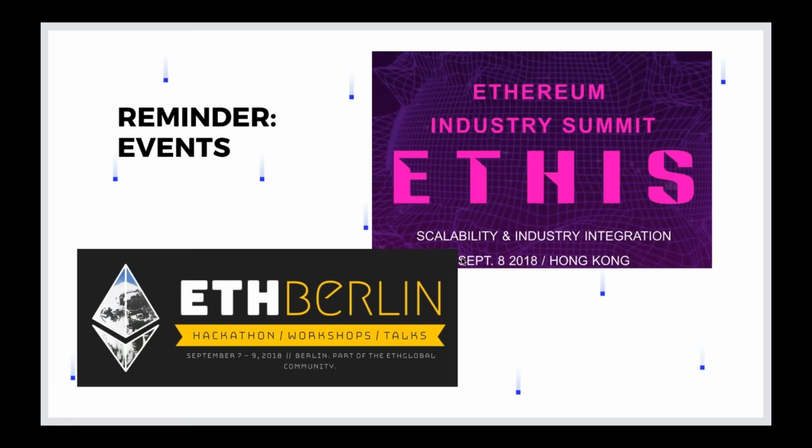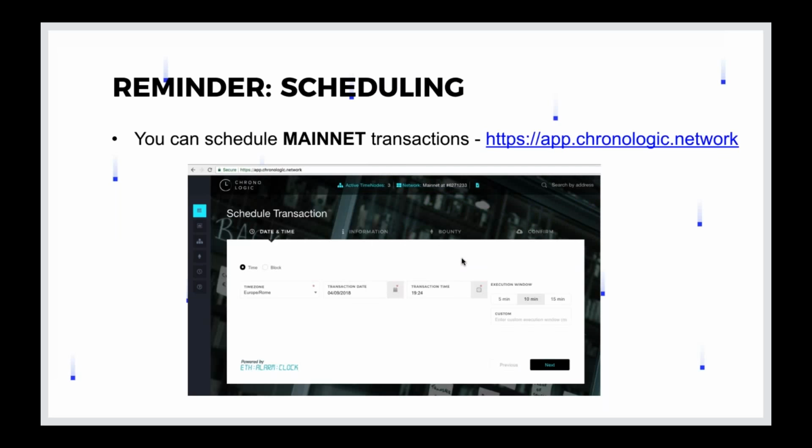Another reminder is that this week ChronoLogic will be attending a couple of events. Two of the events we already mentioned last week. ChronoLogic will be in Hong Kong on September 8th at Ethis. Piotr will be speaking alongside Vitalik and others, and we are pretty psyched about it. The other one is ETH Berlin, at which ChronoLogic will be partnering with Polymath on one of the hackathons. Stay tuned for this kind of stuff on our Telegram channel and on our Twitter account.